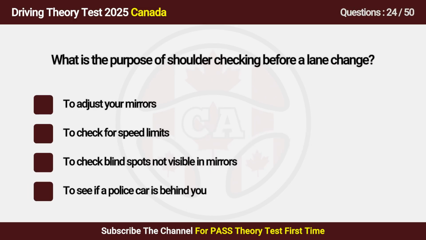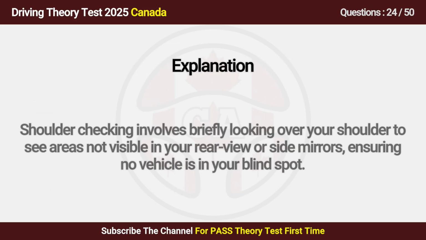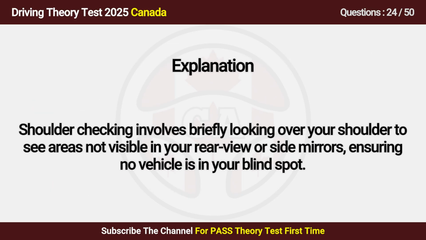Question 24. What is the purpose of shoulder checking before a lane change? A. To adjust your mirrors. B. To check for speed limits. C. To check blind spots not visible in mirrors. D. To see if a police car is behind you. Answer is C. To check blind spots not visible in mirrors. Shoulder checking involves briefly looking over your shoulder to see areas not visible in your rear or side mirrors, ensuring no vehicle is in your blind spot.